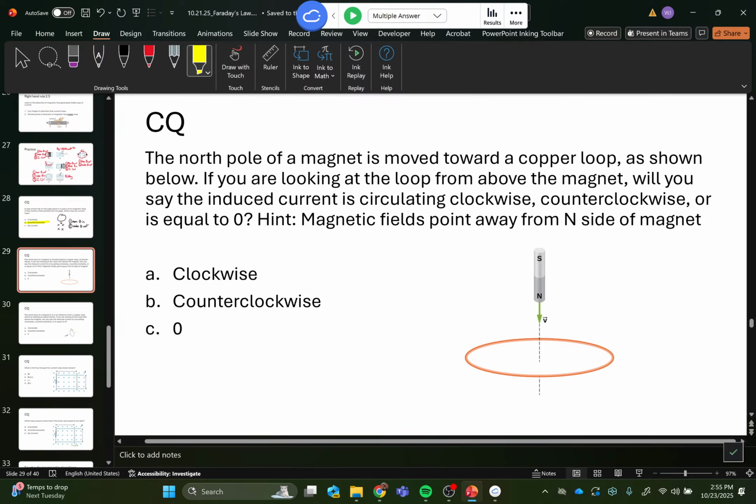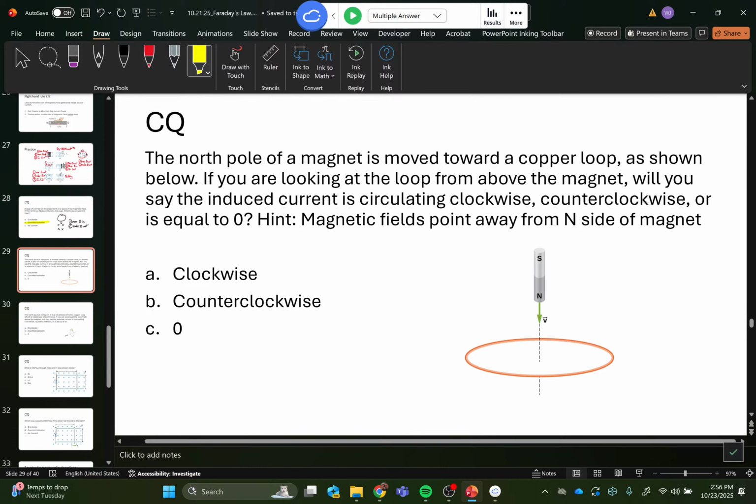All right, now something slightly new. There's just one small piece here. So I have a north pole of a magnet, and I move it towards this copper coil as shown below. If you're looking at the loop from above the magnet, will it make a current clockwise, counterclockwise, or 0? The only thing you all need to know here, I guess there are 2 pieces. You need to know that the magnetic fields point away from the north side of a magnet. And then you need to know a second thing that should hopefully be fairly obvious. The closer I get to a magnet, the stronger the field.